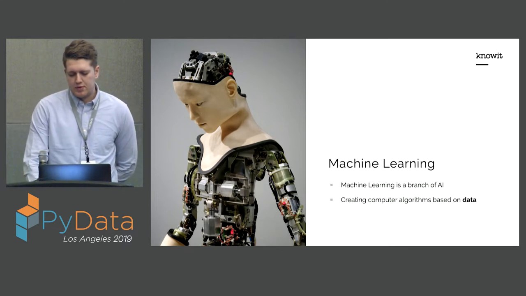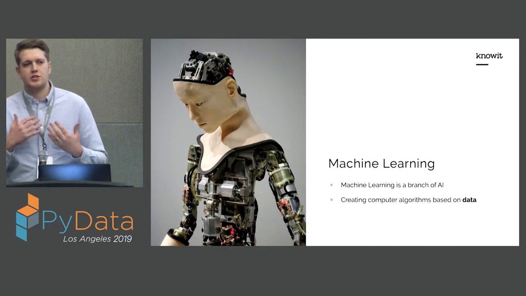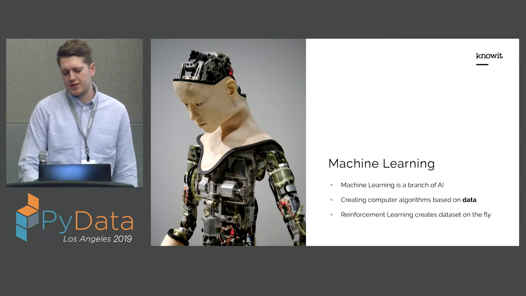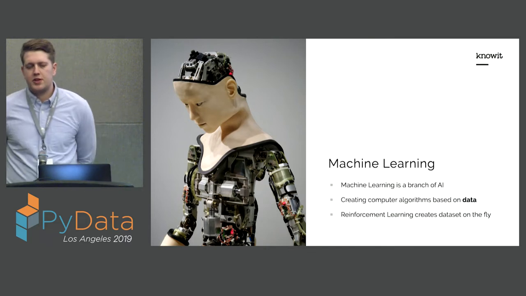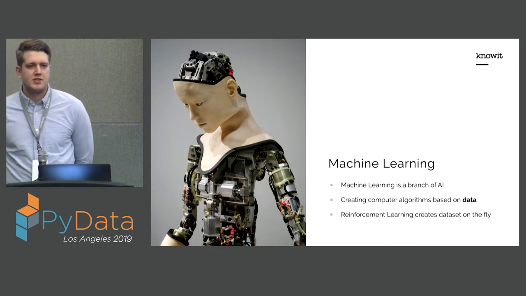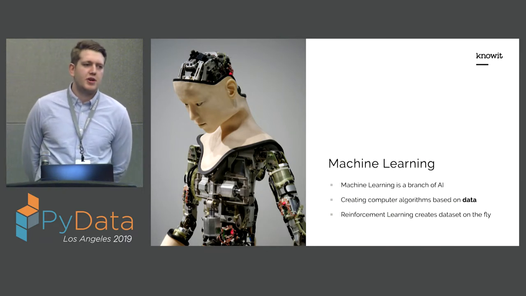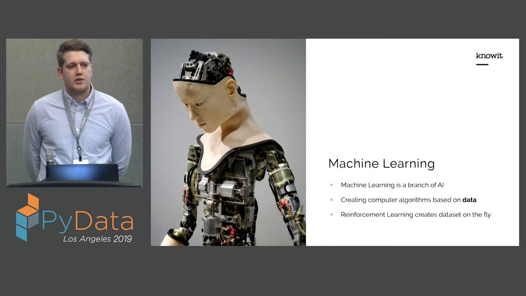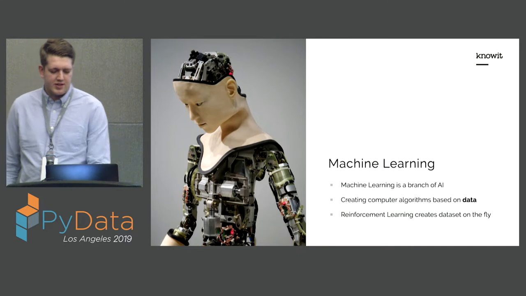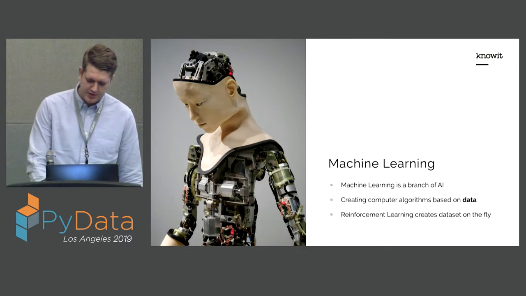Machine learning is also divided into three parts: supervised learning, unsupervised learning, and reinforcement learning. Manu is going to talk a little bit about that later. But one important thing to notice is that reinforcement learning creates its data on the fly, while usually supervised and unsupervised learning already have pre-created data sets.